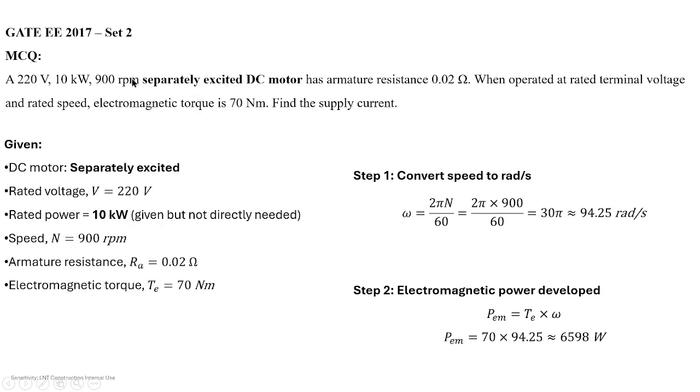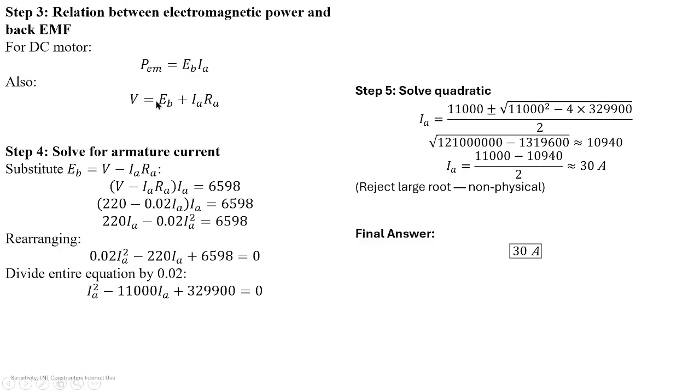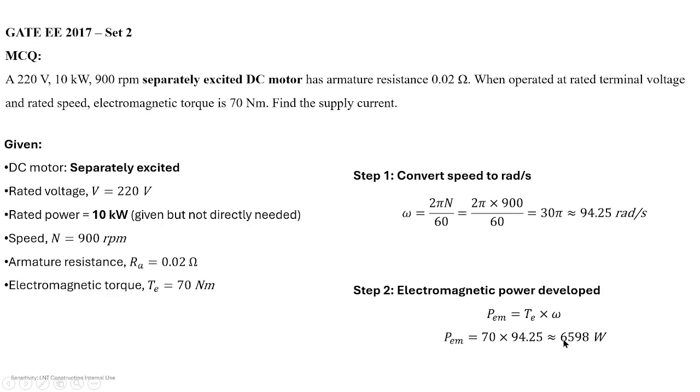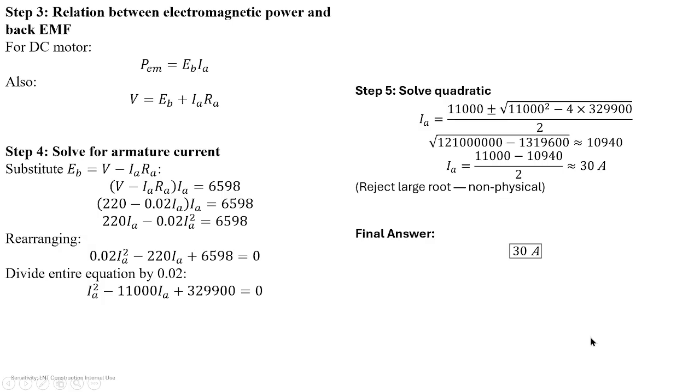In this, they are DC motor. So E is equal to V minus IARA and V is equal to E plus IARA. These are the normal equations. So E is equal to V minus IARA. If you put this value in these equations, in P is equal to EB into IA, so (V minus IARA) into IA is equal to 6598, which is the power. With the help of these, we have to find the IA value, meaning armature current value.